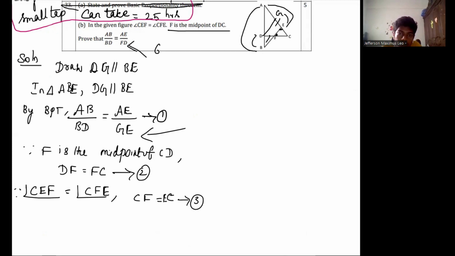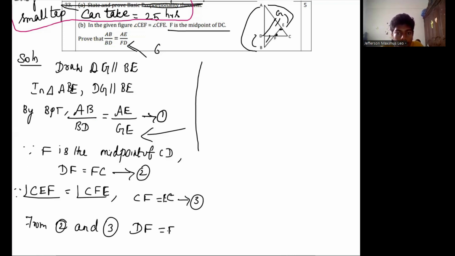Yes, ma'am. In this, DF is equal to FC and FC is equal to EC, ma'am. So EC is equal to DF, right? DF is equal to FC, correct? Yes, ma'am. CF is equal to EC. So DF is equal to EC. Yes. So from 2 and 3, DF is equal to EC. This is also correct. Now we can use the midpoint theorem.